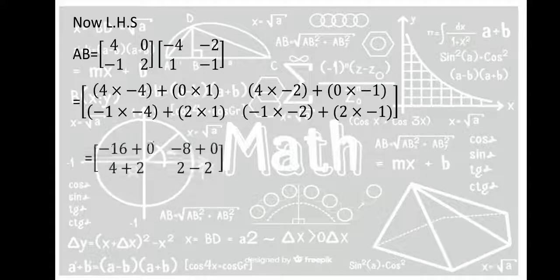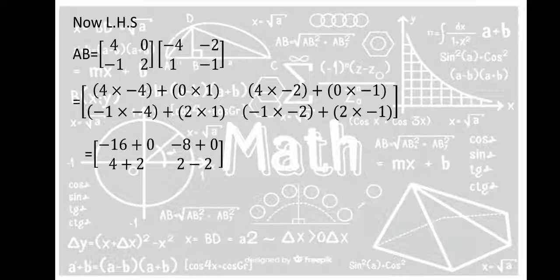So the matrix will be 4 into -4 is -16. 0 into 1 is 0. 4 into -2 is -8. 0 into -1 is 0. -1 into -4 is 4, and 2 into 1 is 2, so 6. -1 into -2 is 2, and 2 multiplied by -1 is -2, so 0. So the matrix will become -16 -8 in the first row and 6 and 0 in the second row.